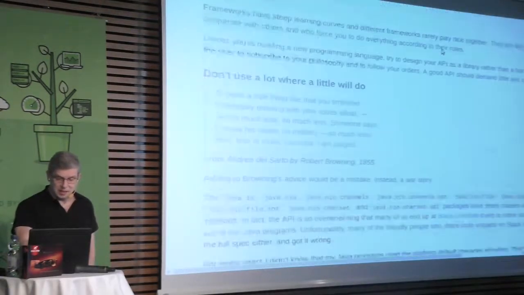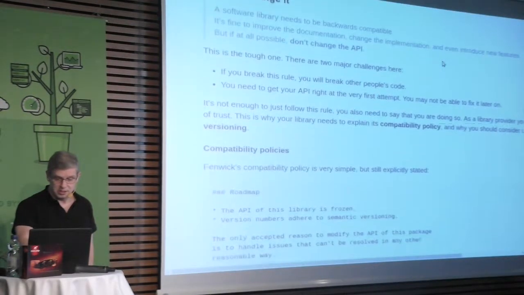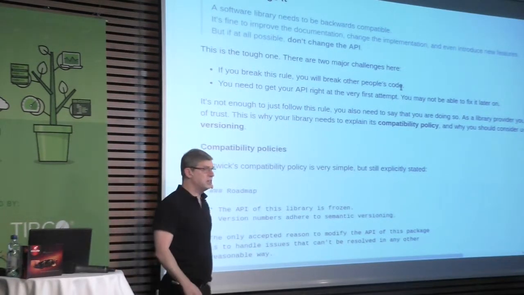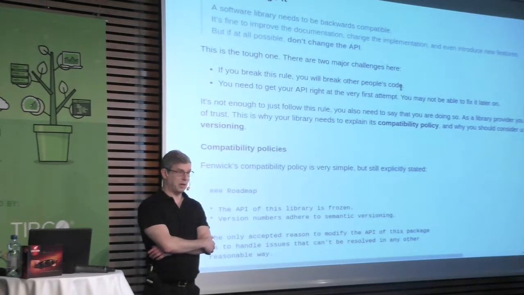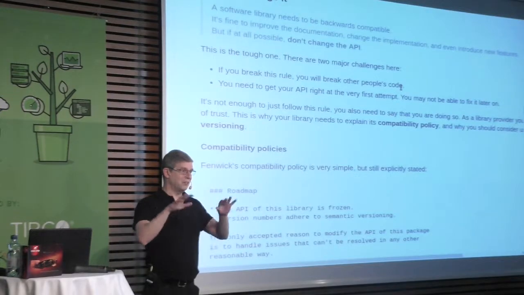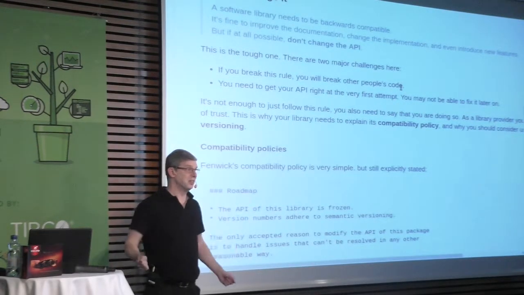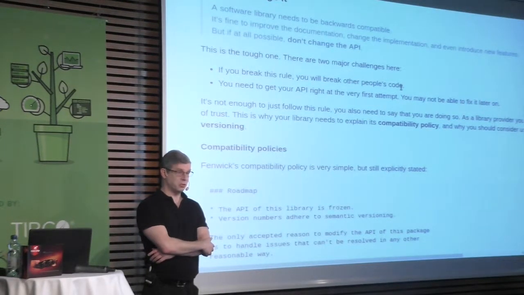So let's go back again to this. I called it number 5, don't change it. It's not just enough to not change it. You also have to convince people that this is what you're going to do. You're in the business of trust when you do APIs. Because if they don't trust you, if they aren't absolutely 100% sure that you won't throw them under the bus and remove the stuff a week from now, people won't trust you, they won't use your product, they won't use your API. And the trust is, of course, something you earn over time by doing the right thing.